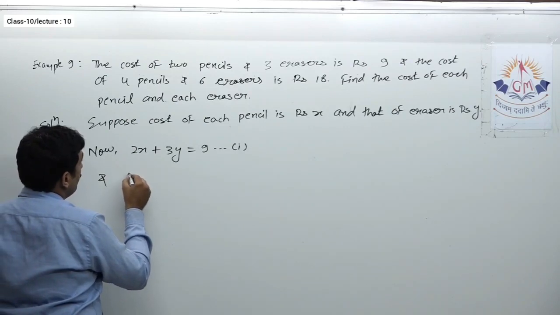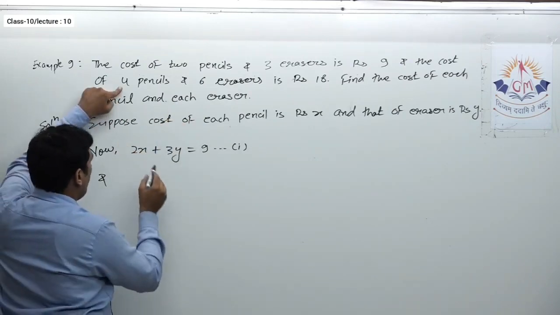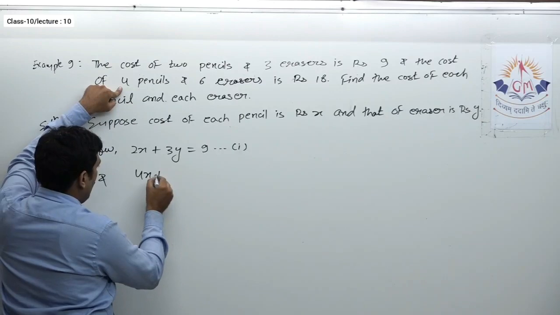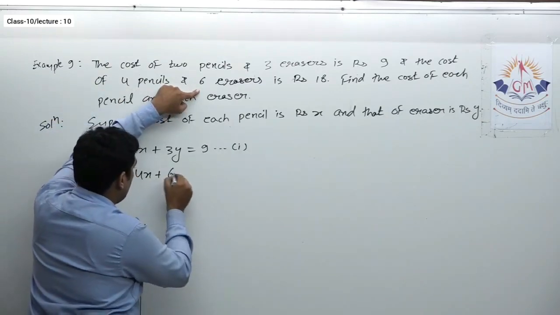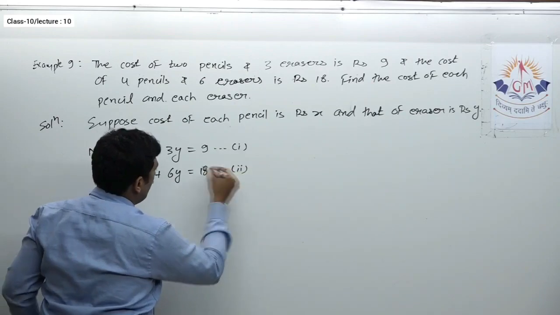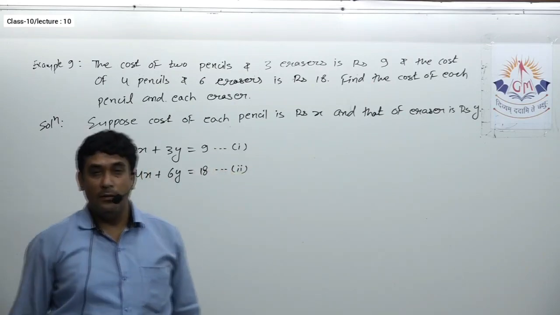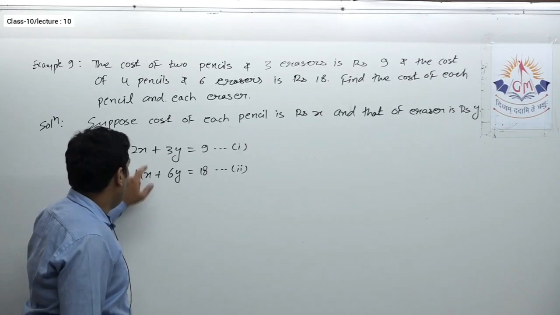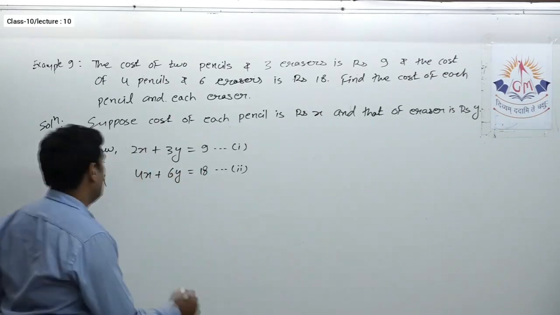And further it is given the cost of 4 pencils, so 4x, and the cost of 6 erasers, that is 6y, is equal to 18. So this is our second equation. Okay, I hope this is clear to you how to form the equations.